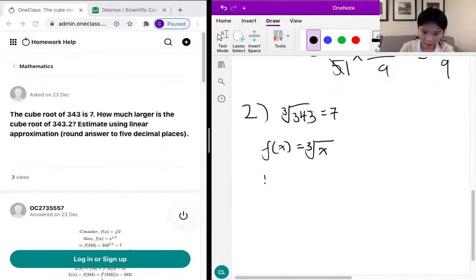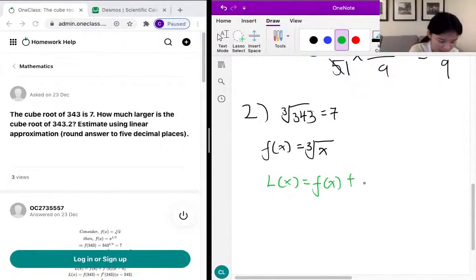In order to find the linear approximation, we need to use the formula. Let's write it in another color, because this is the preliminary knowledge we need in order to solve this question. L of x is equal to f of a plus f prime of a times x minus a, because it's a linear approximation, where a is the point that we want to use to give the linear approximation.